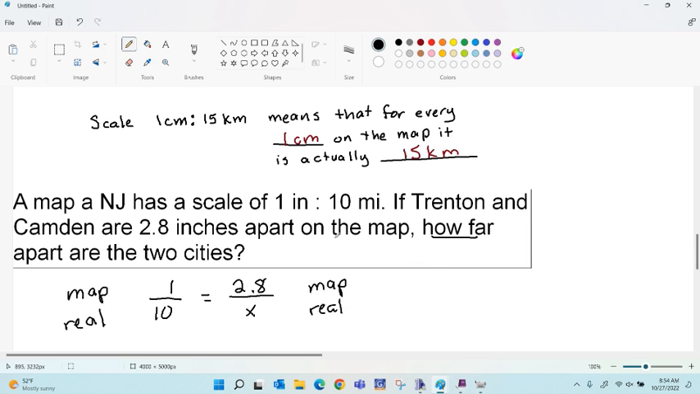So this actually, when you have a scale given, it's pretty easy because when you cross multiply, you're always going to be multiplying something by 1. Caleb, you with me? Mm-hmm.